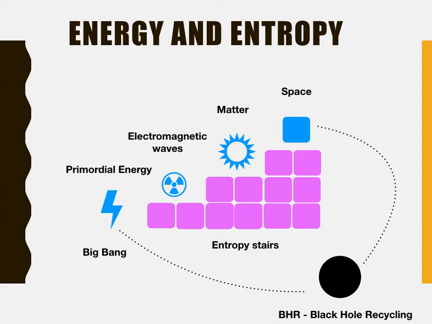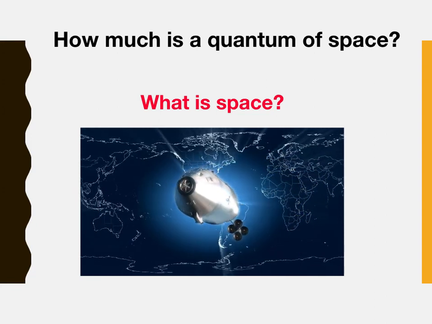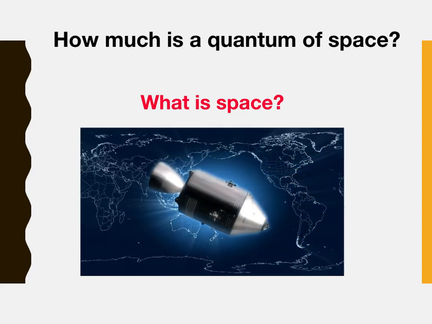In my little universe, things are very simple. Hey, I'm an idiot. Initially, there was the Big Bang with its primordial energy. And this primordial energy was then transformed into electromagnetic waves and into matter and into space. Every transformation increased entropy. So space is a kind of energy with the highest degree of entropy. In the end, electromagnetic waves, matter and space all end up in a big black hole and get recycled to primordial energy. So now we know where space comes from, but we still don't know what is space.